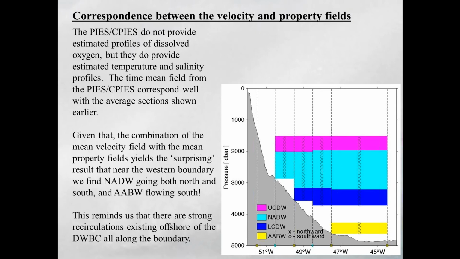So what you can see is the circles are southward, it's flow coming to you out of the page, and the X's are flow going the other direction. What's neat about this in some ways is that it's counter to what you would expect. For example, Antarctic bottom water, which is formed around Antarctica and should be flowing northward, in this neighborhood is flowing southward in the mean.